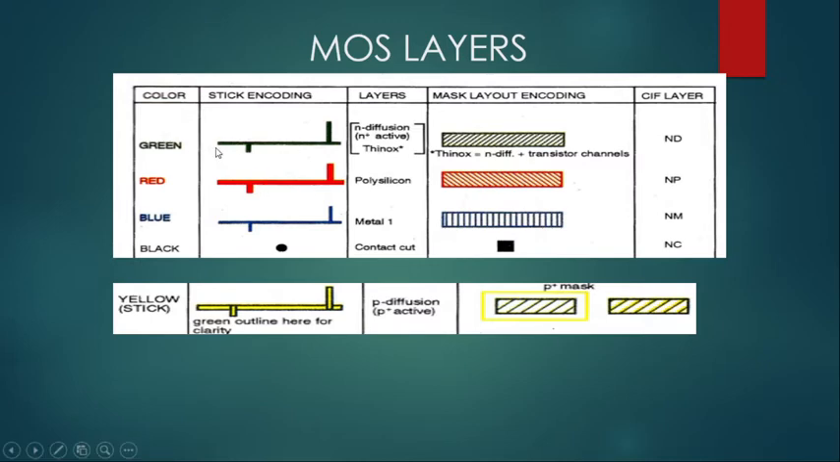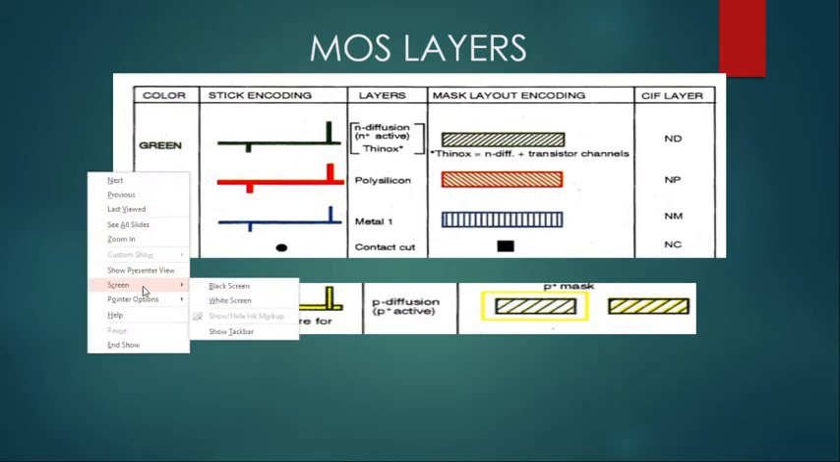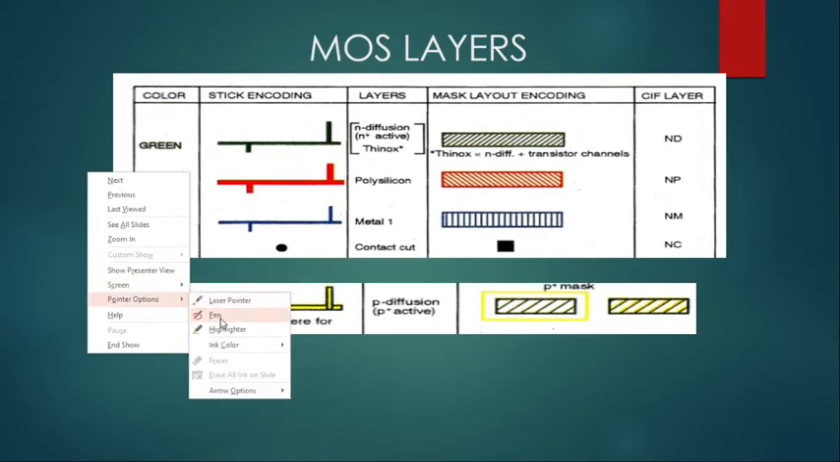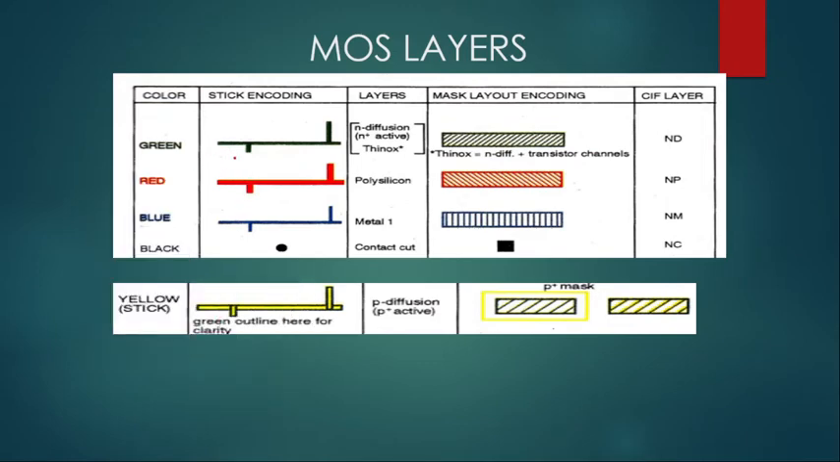Here I told you the stick diagram will be in the form of a stick, and it has no dimensions. So this green color is used in the stick diagram for N diffusion. And this is for layout. The layout has green color too, and if you check the alignment of the lines, they are all left aligned. Lines are left aligned for the diffusion.